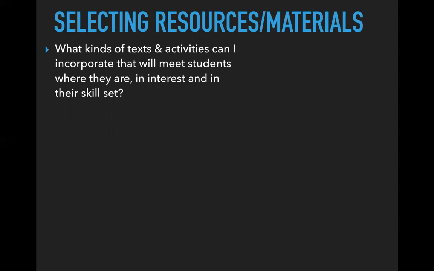What kinds of texts and activities can I incorporate that will meet students where they are in interest and in their skill set? So again, if you're teaching a history class and say you're teaching about Pearl Harbor, maybe it's not the most interesting thing to them in the moment, right? And so how do you bring in things that are more engaging to them, pop culture, things that are happening in the current moment that perhaps bridges the gap between what you're trying to teach and what students are interested in. Same thing with their skill set, right?